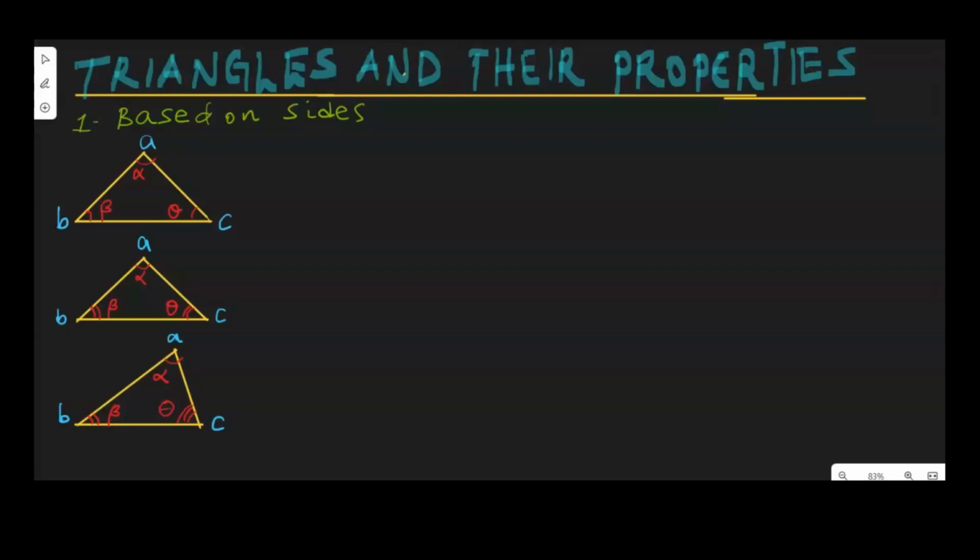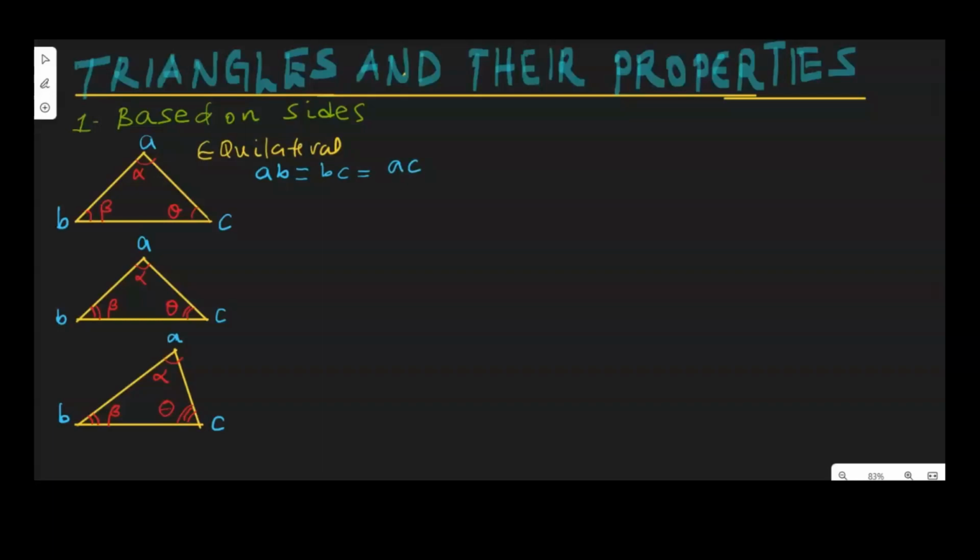Alright, the first type of triangle that we're going to see is the equilateral triangle. An equilateral triangle is a triangle that has all three sides equal in length. That means you're going to see here that side AB is equal to side BC is equal to AC. Alright, so an equilateral triangle has got three equal sides.